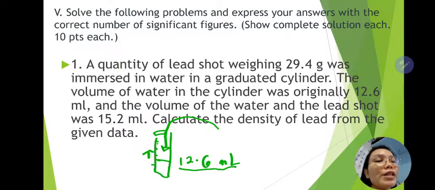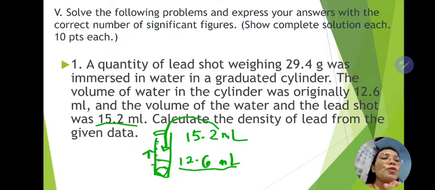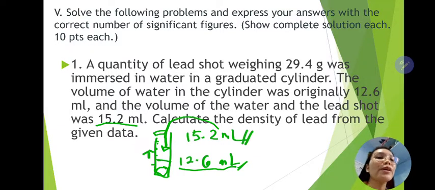Dahil ma-occupy yung original space na ino-occupy ng liquid natin dito sa graduated cylinder, ay mapapalitan ng nilagay natin na lead shot. So, kapag nilagay natin yung lead shot dito, tataas yung volume natin. And sabi dito sa given data, it went up to 15.2 ml. So, para ma-determine natin yung volume ng lead shot na nilagay natin, yung space na na-occupy niya, we will subtract the original volume from the final volume. So, we have 15.2.